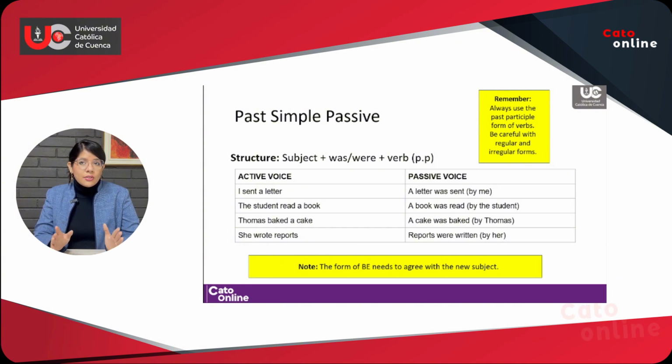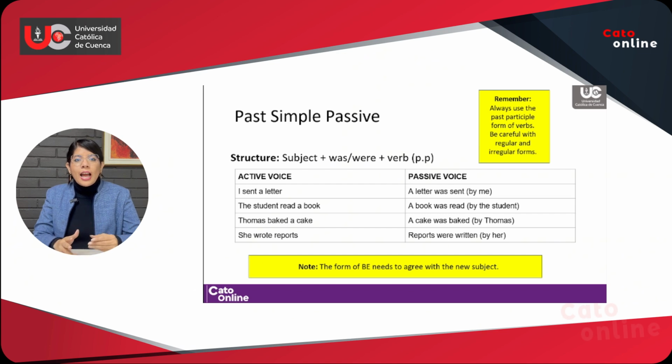Because of that, it's really important that you remember that you will always need to use the past participle in the passive voice. So be really careful with regular and irregular forms. You can practice irregular verbs just to remember a little bit which is the past participle form of the verbs. Okay, in this case we have some examples in active voice. Let's see how it changes to passive voice.